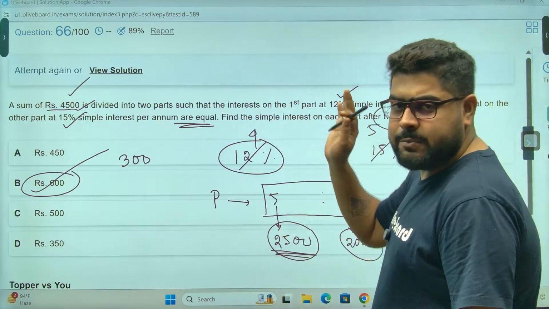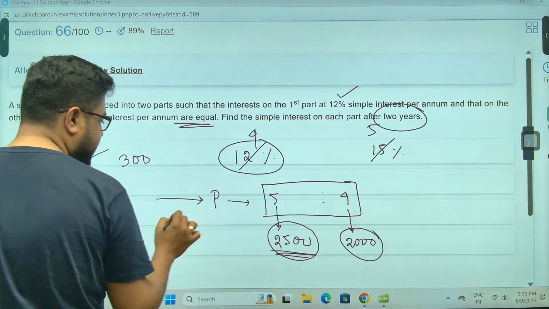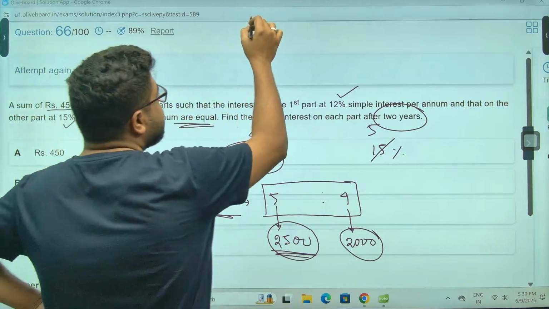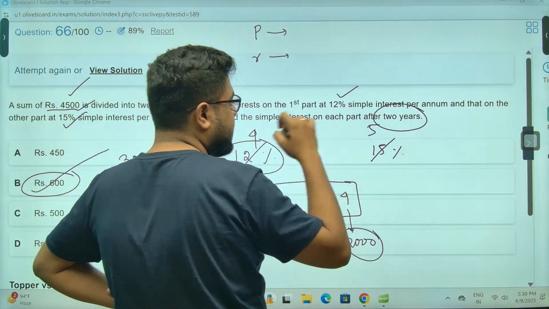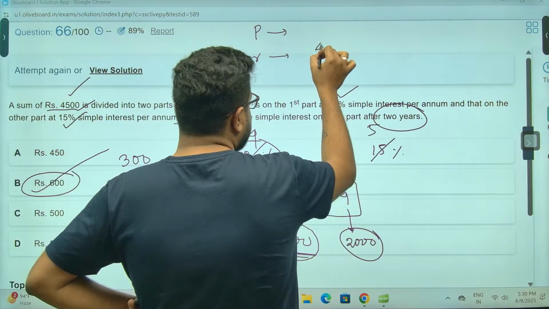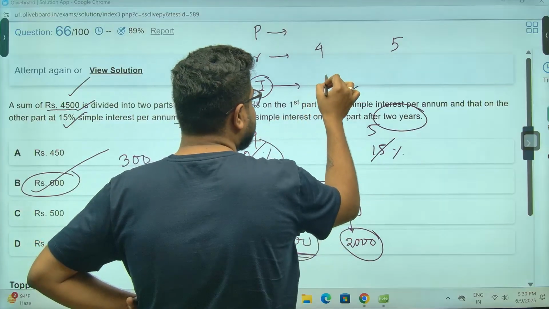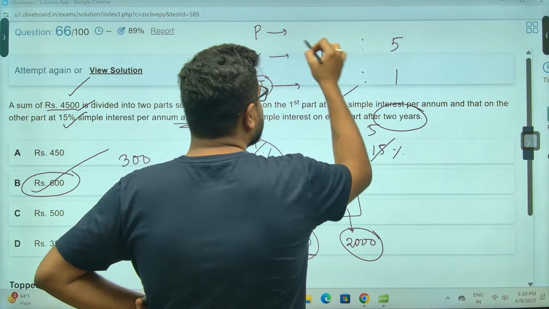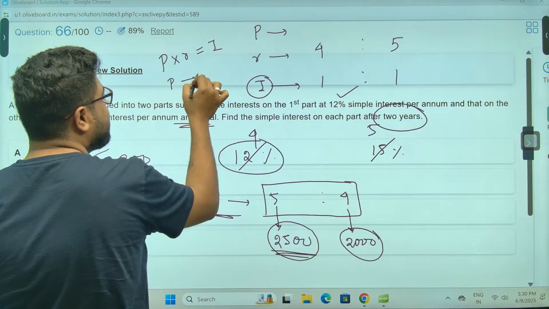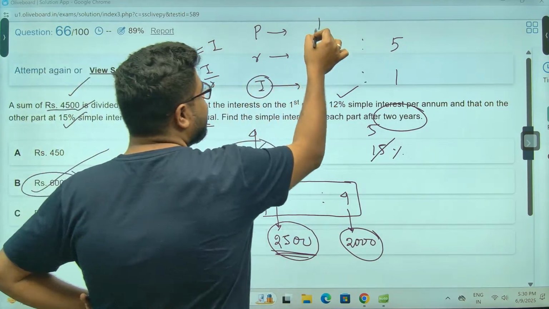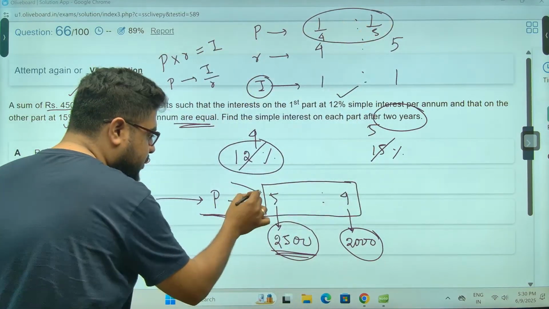Very, very simple. Now again, please understand why this happens. If you are skeptical about why I wrote this directly, it is because principal ratio into rate of interest ratio, with time the same. So the rate of interest ratio is 4 and 5. P into R gives you I, so that is equal, meaning 1 by 1. P ratio will be I by R, so 1 by 4 ratio 1 by 5. That's why I'm saying it's an inverse ratio, which is equal to 5 by 4.